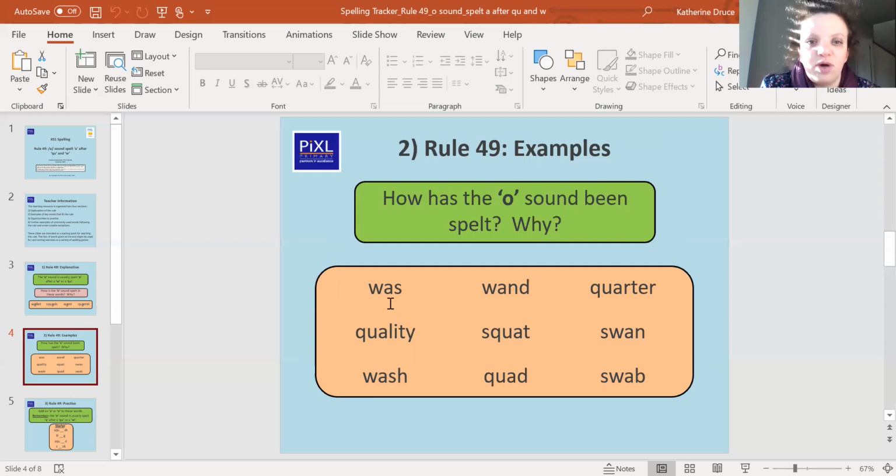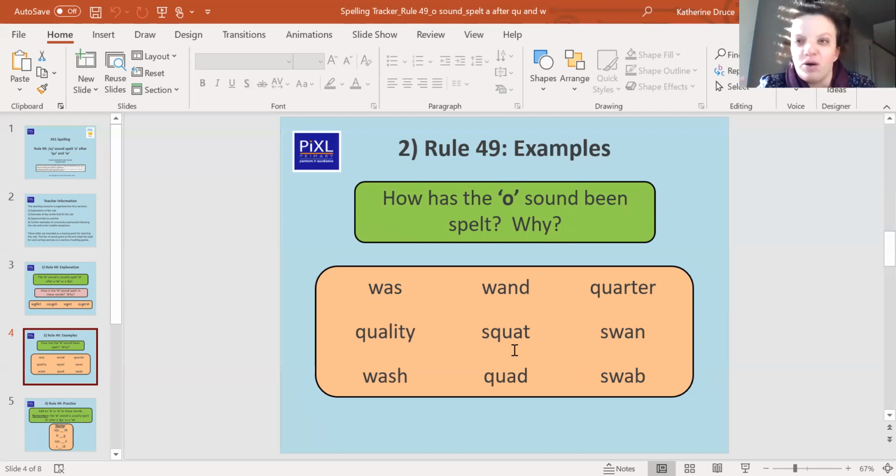So let's talk about what some of these words mean. So was, we know it's a word that tells something in the past, how something was, how something has happened. Wand, that we wave around and do a magic spell with. Quarter, when something is divided into four, and we're going to be learning all about halves and quarters in the next few weeks. Quality is how good something is. So we might say the quality of the meat, how good it is, how tasty it is, or we might say the quality of the clothes, how well made they are. Squat, we know we do them in PE, it's to go up and down. So a squat is to go down with your body.